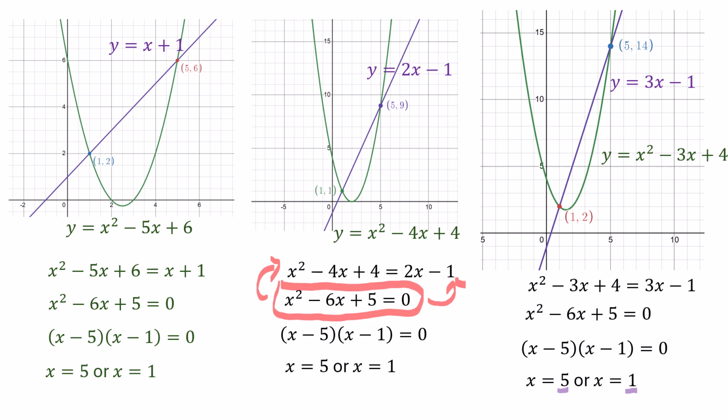I can actually split it up into y equals x squared minus 3x plus 4, and y equals 3x minus 1. Or I can split it up to be y equals x squared minus 5x plus 6, and y equals x plus 1. In each of these cases, I will end up getting the same solutions, the x coordinates, because I'm solving the same quadratic equation, which is x squared minus 6x plus 5 equals 0.